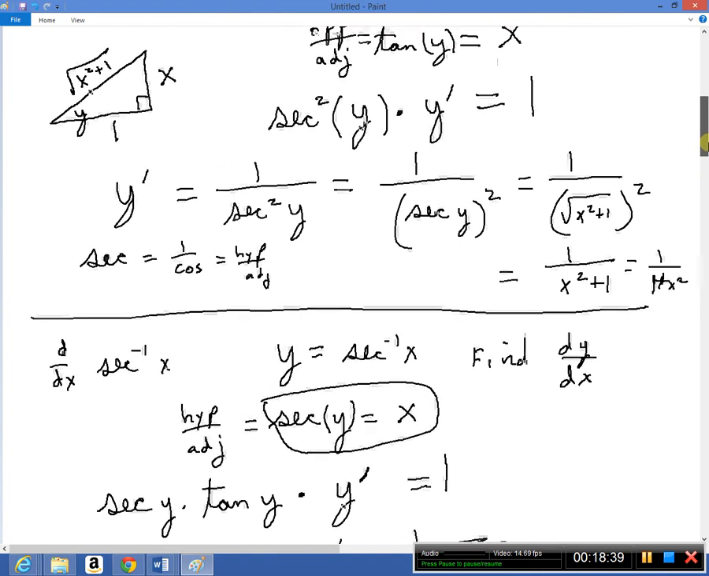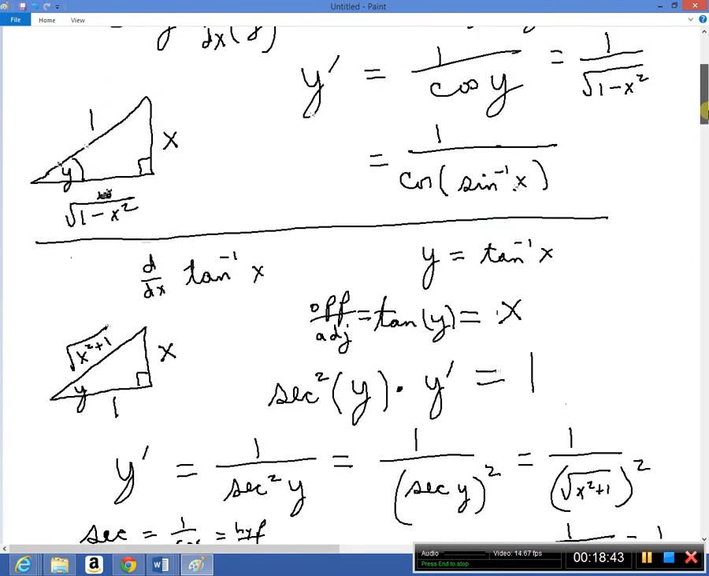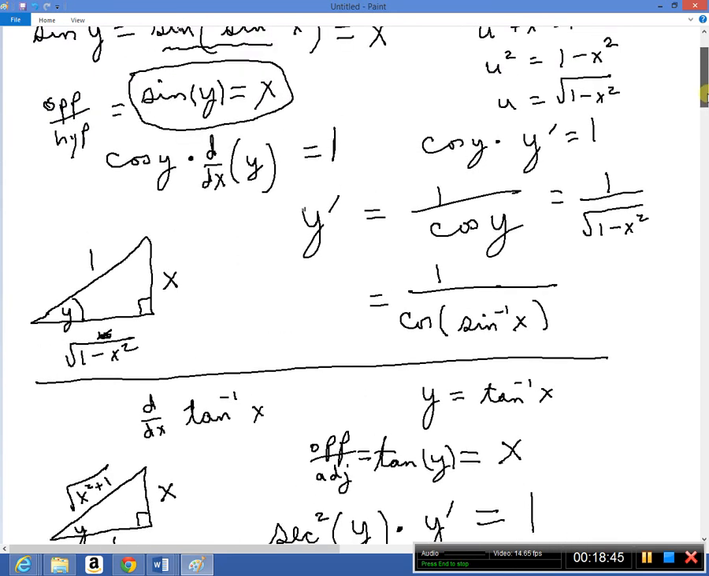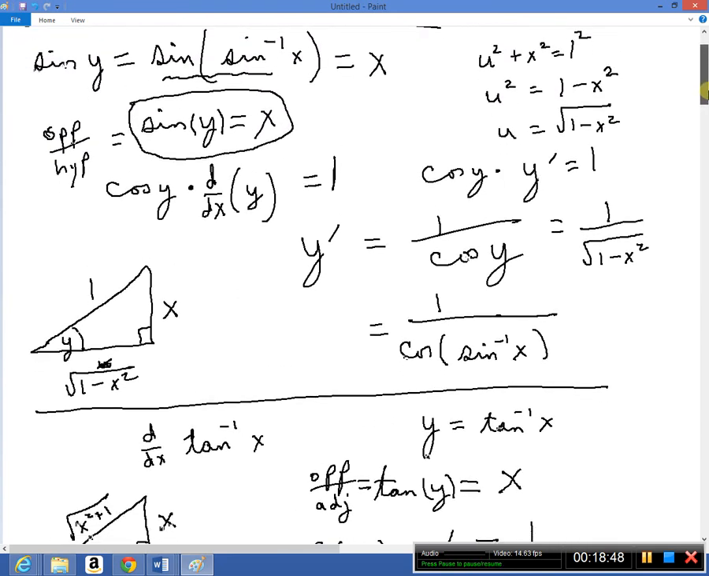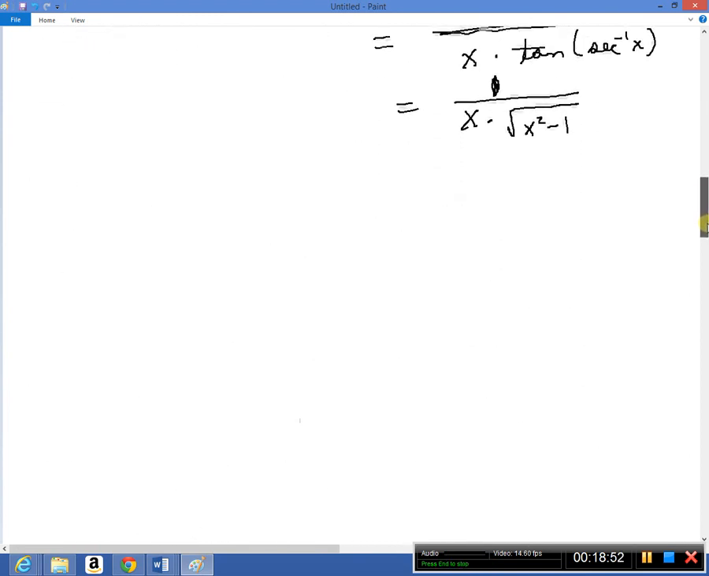Here's the derivative of inverse tangent, 1 over 1 plus x squared, or 1 over x squared plus 1, and here's the derivative of the inverse sine, 1 over the square root of 1 minus x squared. Now I want to summarize these and add in the other 3 inverse trig functions.